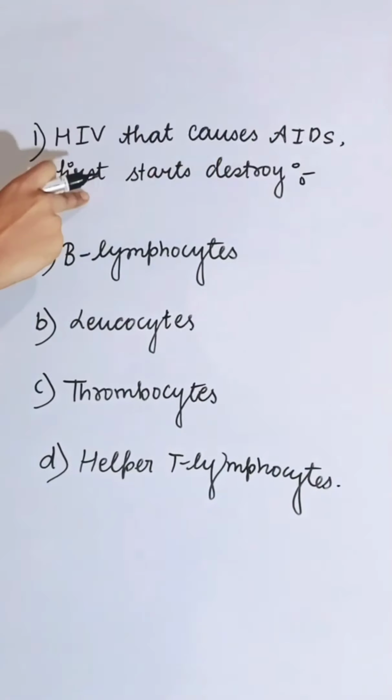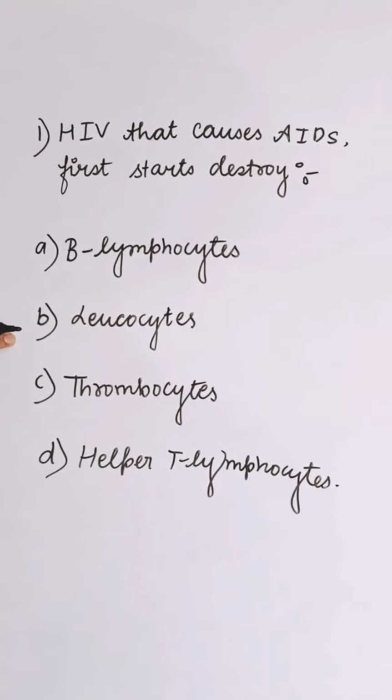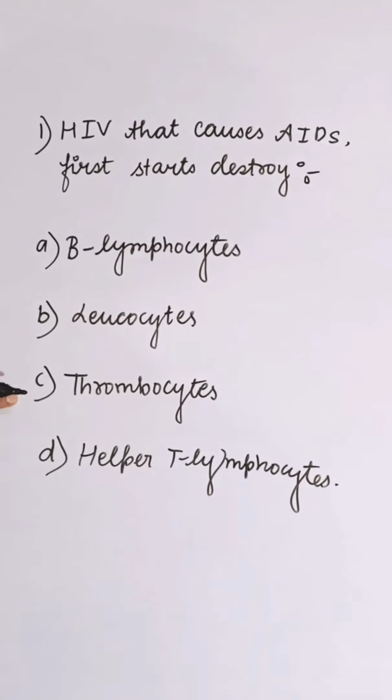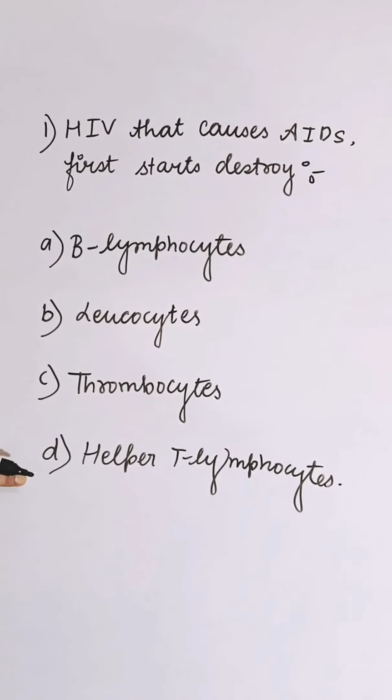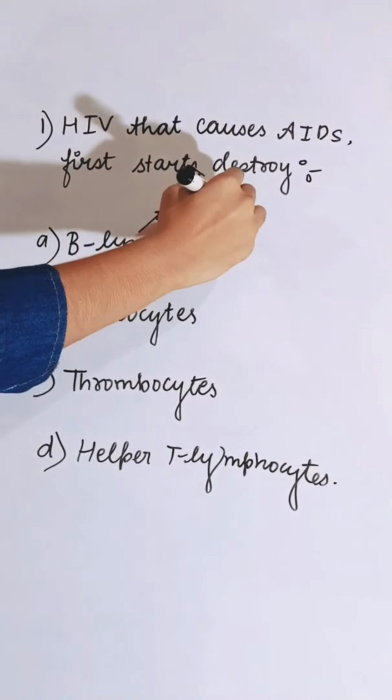HIV that causes AIDS first starts to destroy. First option B lymphocytes, second is leukocyte, third is thrombocyte and fourth is helper T lymphocyte. B lymphocyte makes the antibody.